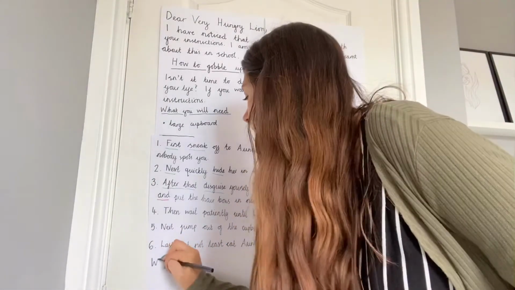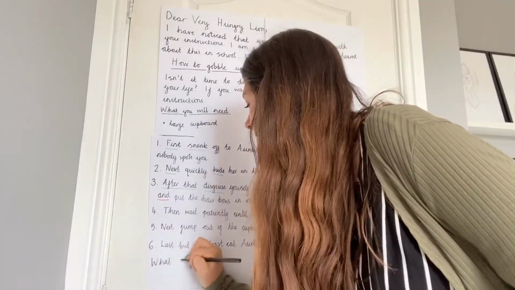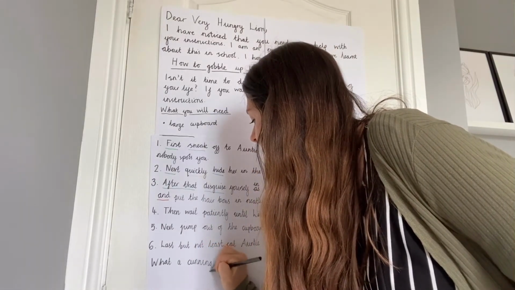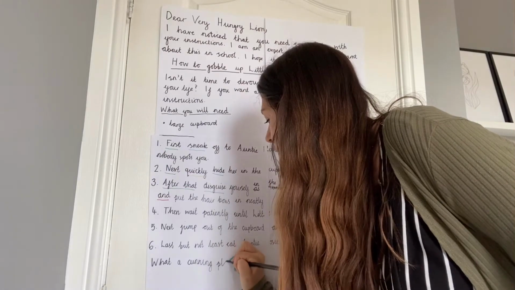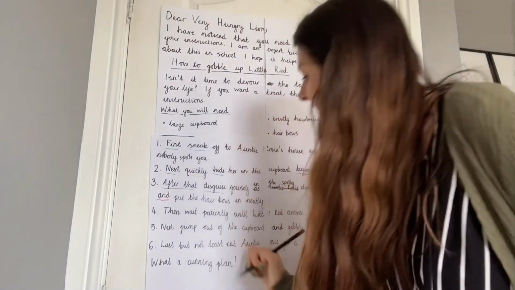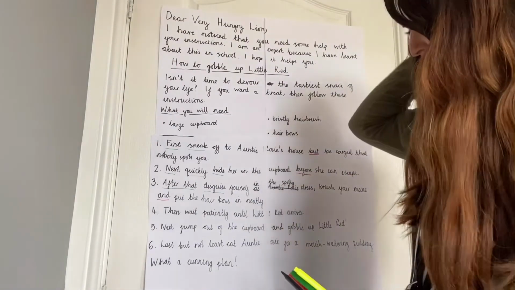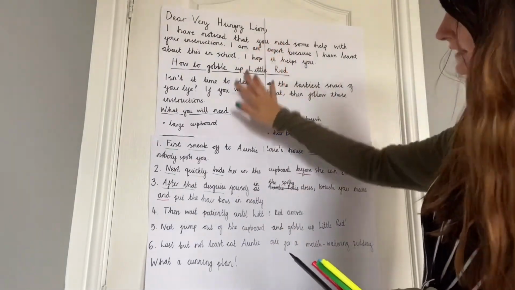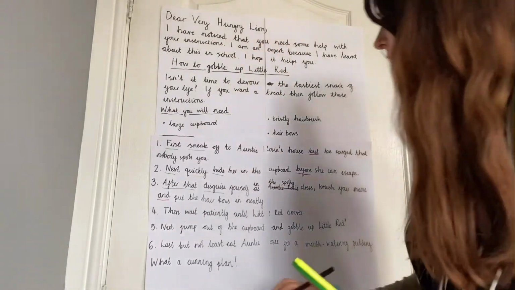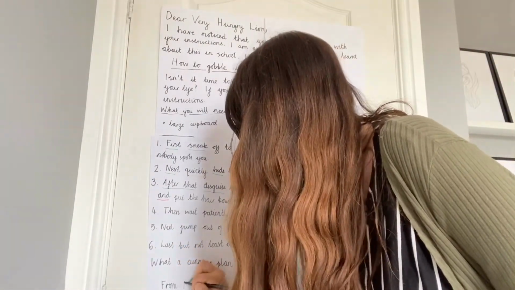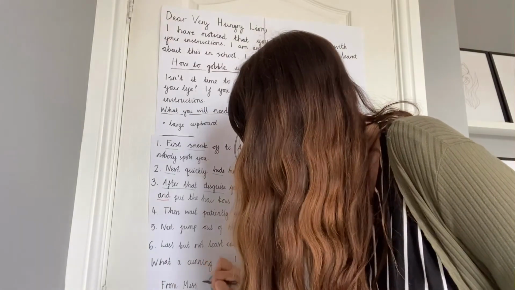What a cunning plan. The word cunning is a bit like sneaky, and I'm using my exclamation mark there as well. Now I'm just going to say who it's from because that's the end of our instructions. So I'm going to say from Miss Marsden.